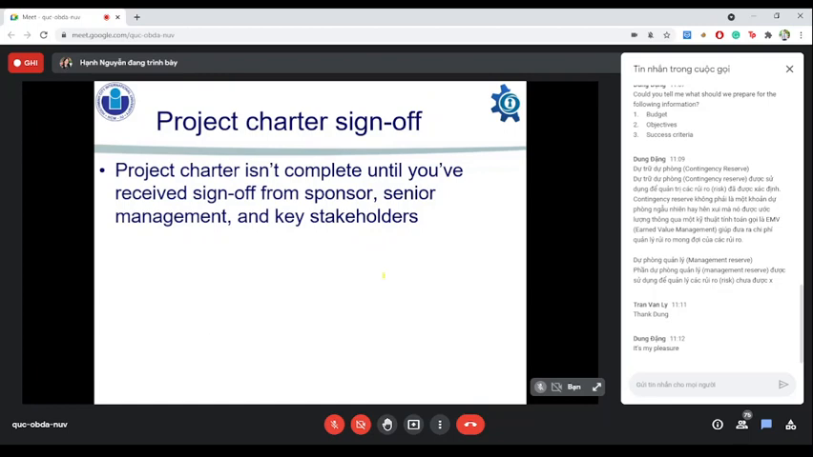Last but not least, the project charter isn't complete until you've received sign-off from the sponsor, senior management, and the stakeholders. Besides that, some projects require approval from external authorities. Those approvals which will have a major impact on the project can be explicitly stated within the project charter, like in the last example about building a new water park. The government approval for construction is so integral to the project that it could be a milestone.